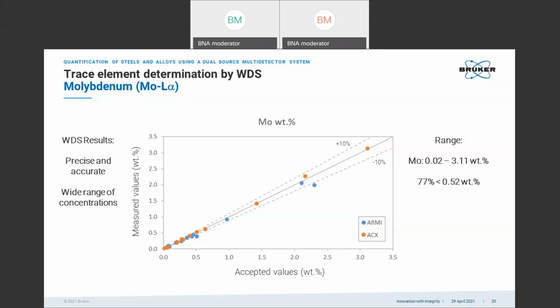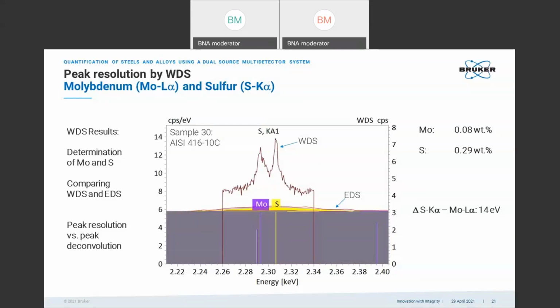And why is molybdenum of interest? Why do I show this here? We see here the overlap between molybdenum and sulfur. These lines are very close, only 14 electron volts apart from each other, and WDS can resolve this. So we see here a scan across the energy range encompassing the molybdenum L line and the sulfur K line.